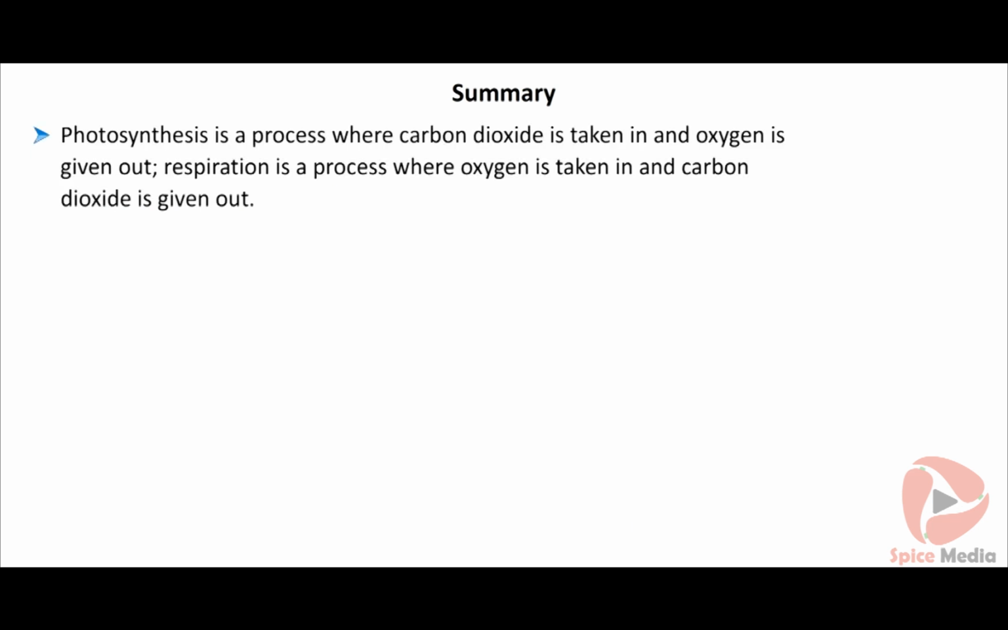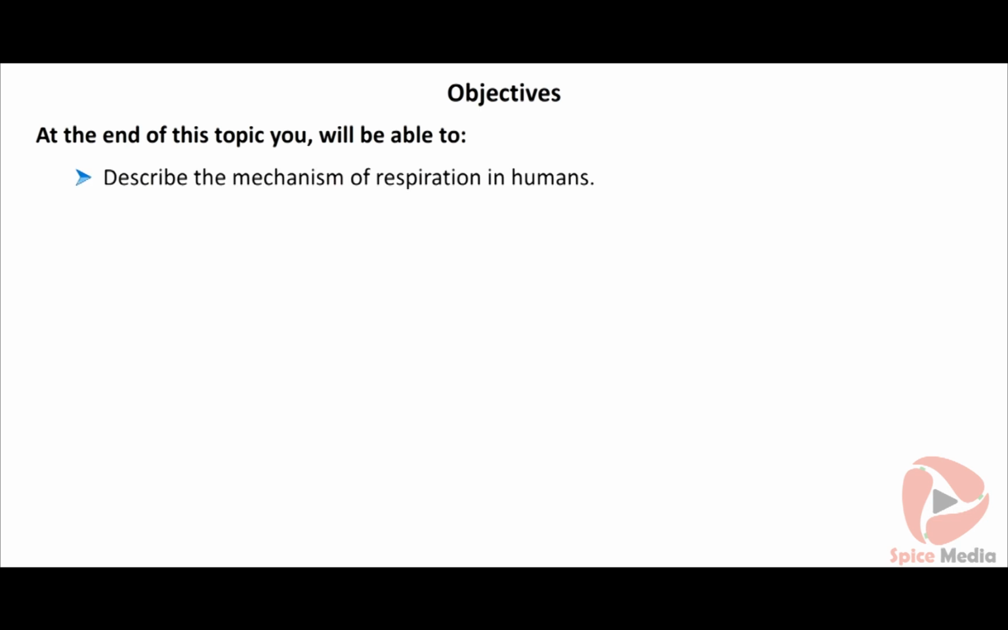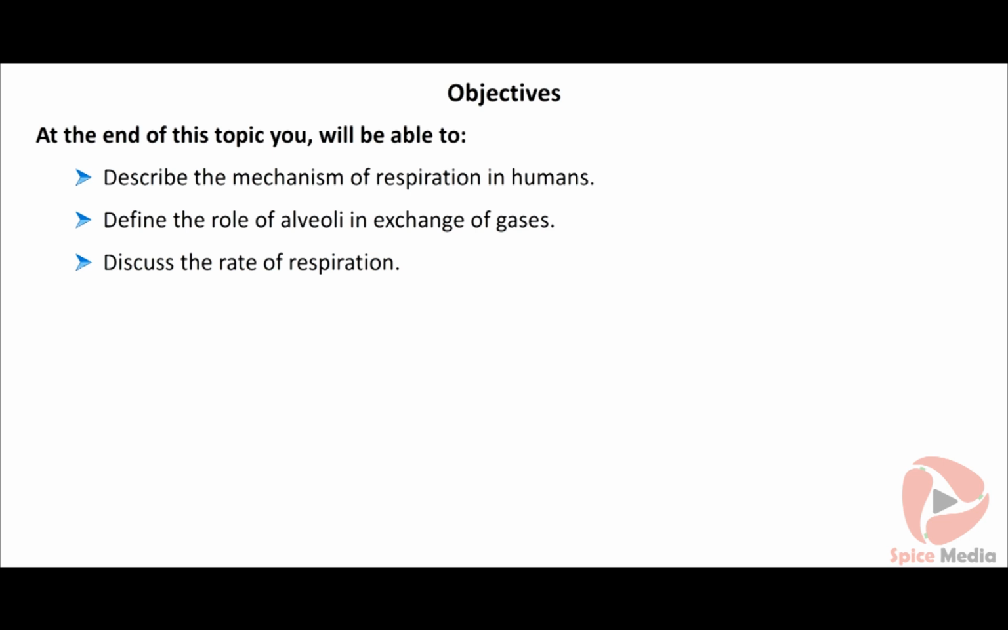Photosynthesis is a process where carbon dioxide is taken in and oxygen is given out. Respiration is a process where oxygen is taken in and carbon dioxide is given out. At the end of the topic, you will be able to describe the mechanism of respiration in humans, define the role of alveoli in exchange of gases, and discuss the rate of respiration.